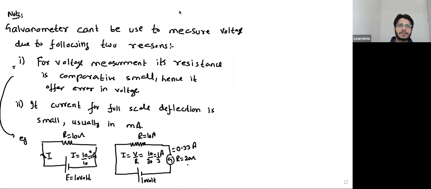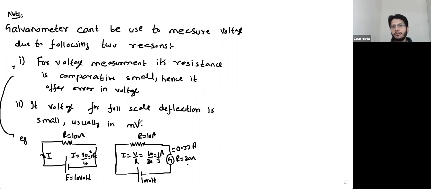And the next thing, it's again the voltage for full scale deflection, which means its full range. The maximum voltage that you can measure through this galvanometer is very small. That's known as voltage for full scale deflection, which is in millivolts. So through this galvanometer, you cannot measure more than a few millivolts.